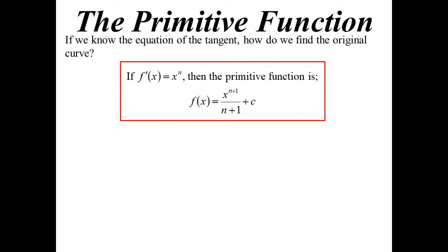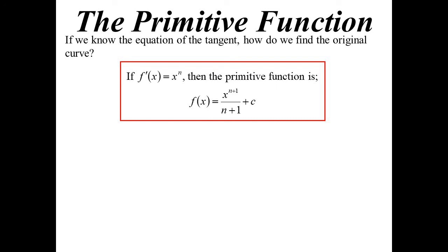If we know the derivative, because we've got the equation of the tangent, so we've worked out what the derivative is, and we know that's x to the power of n, well, how did we get there? Well, when we differentiated, we subtracted 1 from the power. So therefore, to go back, we should add 1 to the power. And when we differentiated, we multiplied by the original power. So therefore, this time we should divide by the original power, but the original power would be n plus 1, not n. So hence we get x to the power of n plus 1 divided by n plus 1.